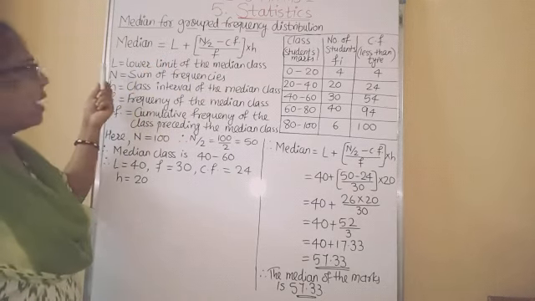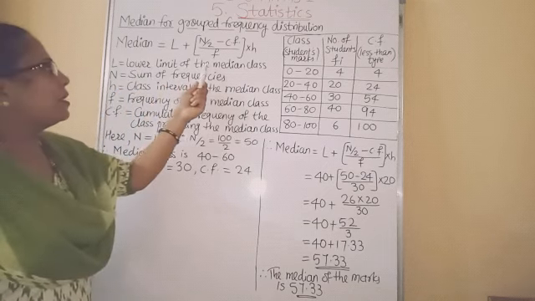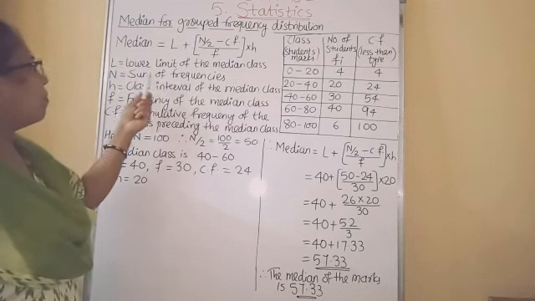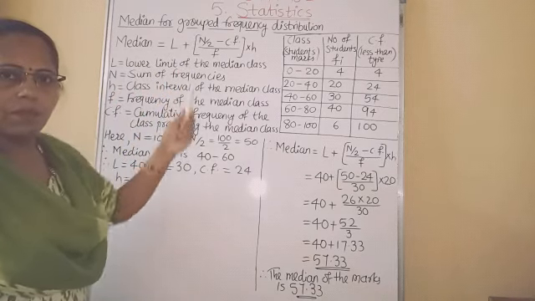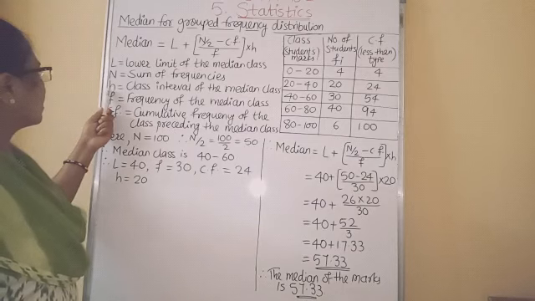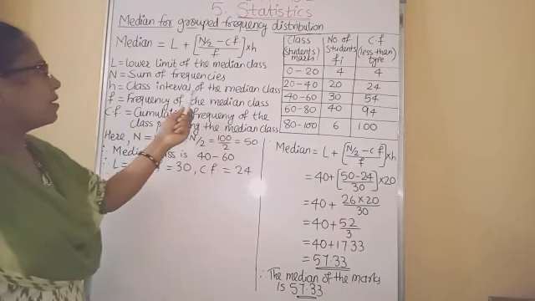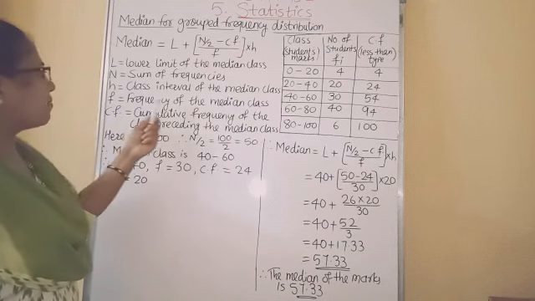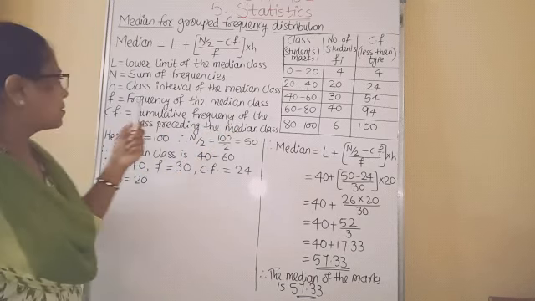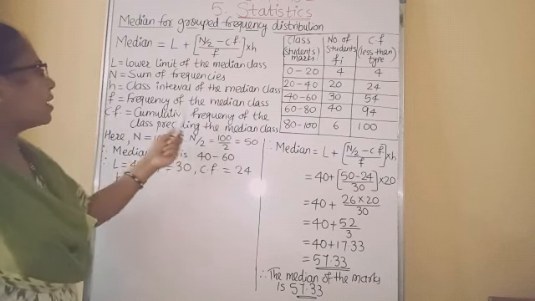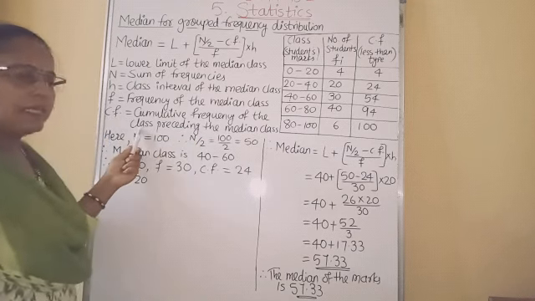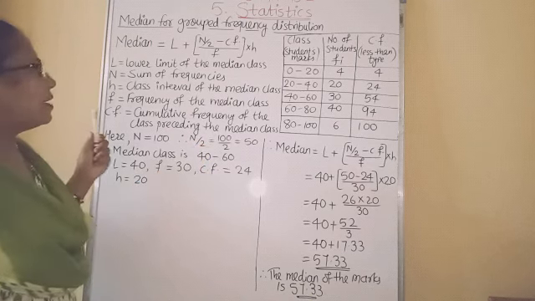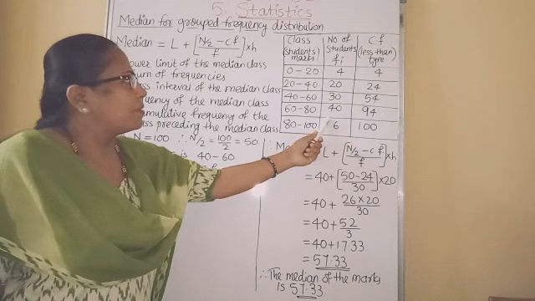First, L. L means the lower limit of the median class. N means the sum of all the frequencies. H is the class interval of the median class. F means the frequency of the median class. CF means the cumulative frequency of the class preceding the median class. Now we will solve one example.